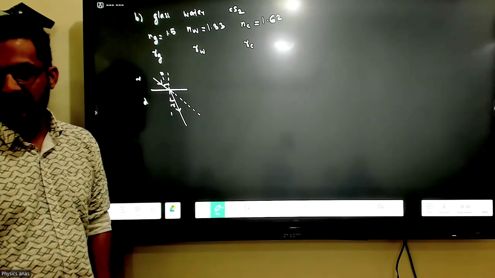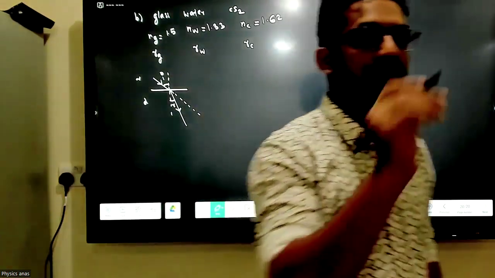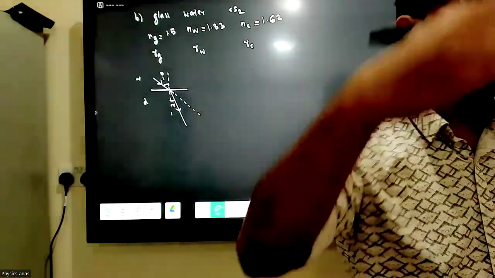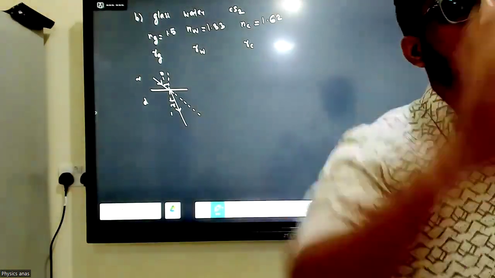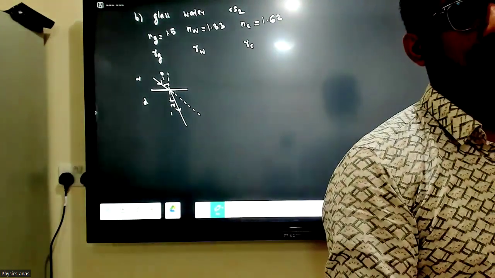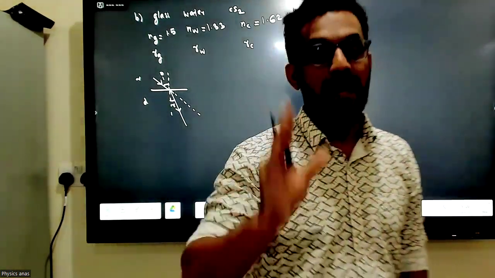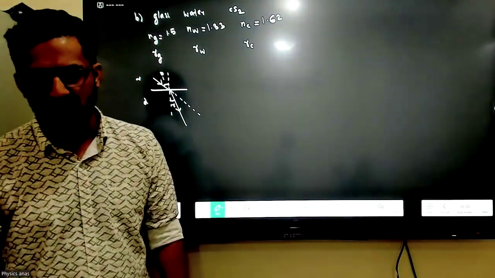Did you get it? If a light ray is traveling from rarer to denser, it will bend towards the normal. If it is more dense, it will bend more towards the normal. Did you understand that?